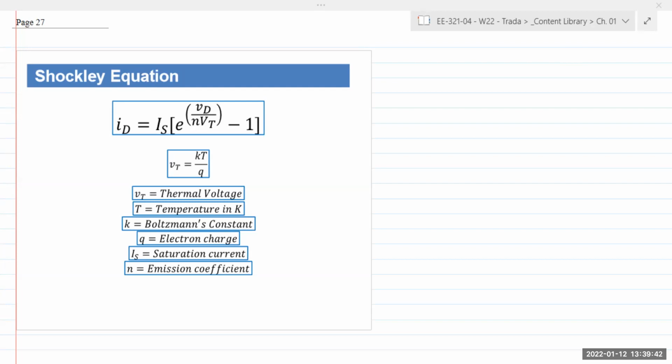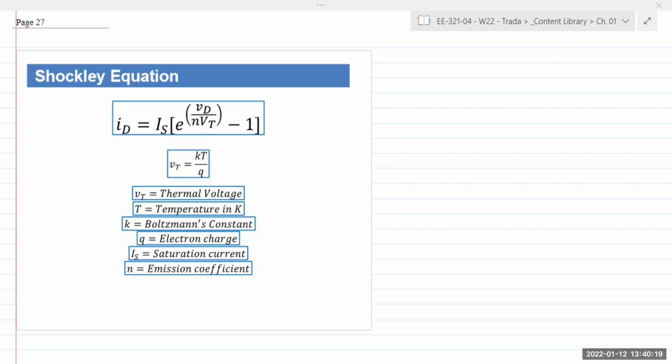You have IS, which is the saturation current, the current that is very, very small due to the flow of minority carriers. Then e to the power of VD over N VT, and then minus 1. VD is the diode voltage. N stands for emission coefficient. It has to do with how the diode is fabricated or manufactured, usually in the range of 1 or 2. IS, as I said, was saturation current. VT is described as a thermal voltage.